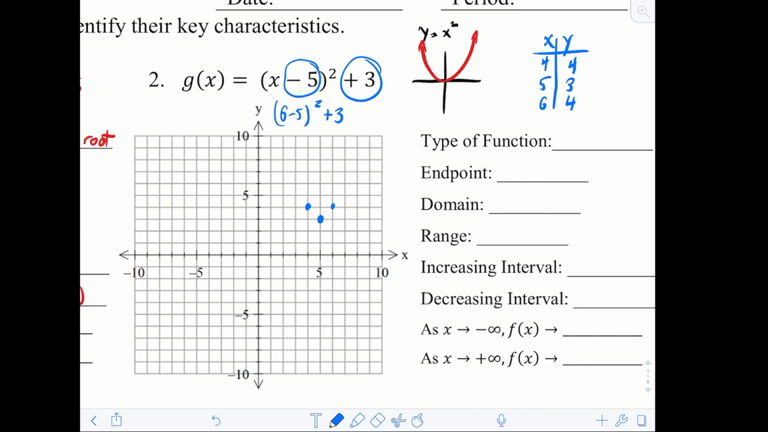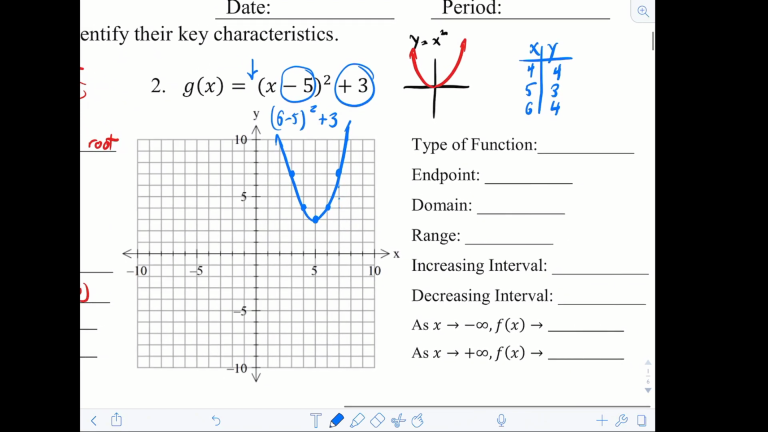So we end up getting something that looks like this. 1, 2, 1, 2, 3, 4 also. And since there is no vertical stretch or horizontal shrink or horizontal stretch or vertical shrink, there's no different a or b value, right? This is going to just look like your normal parent function, except just moved over 5 units to the right, 3 units up. Type of function, quadratic. You can also say that it is a parabola.